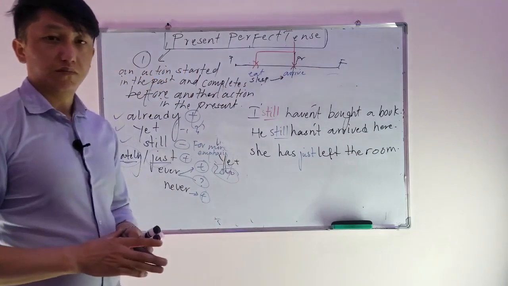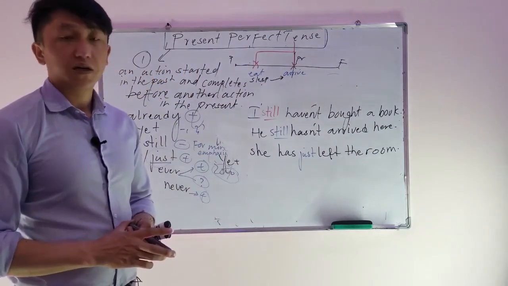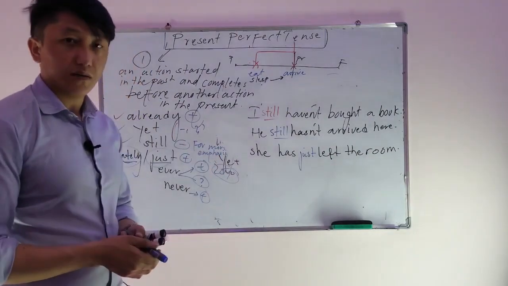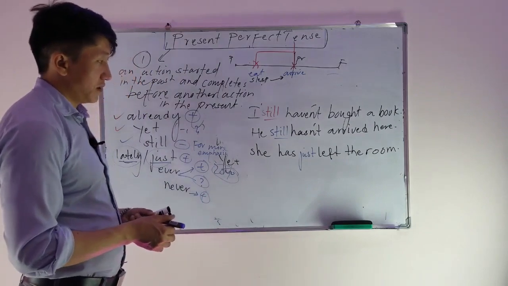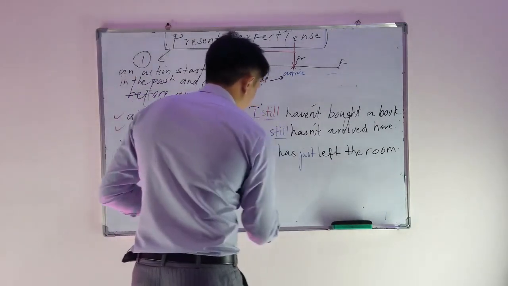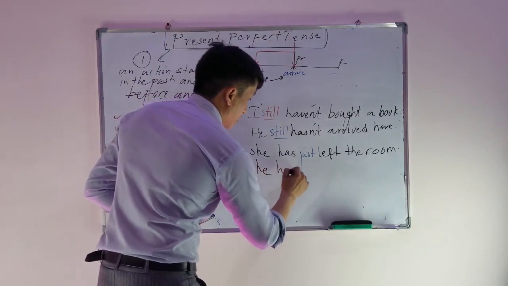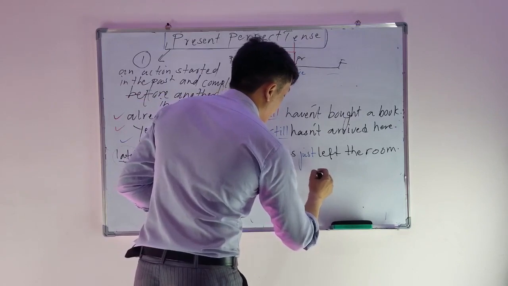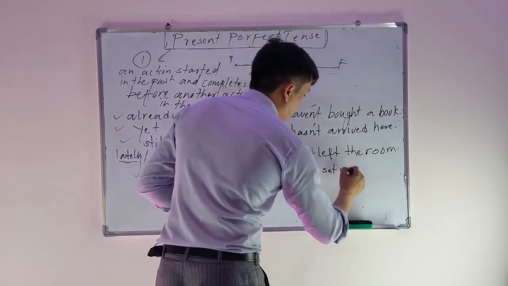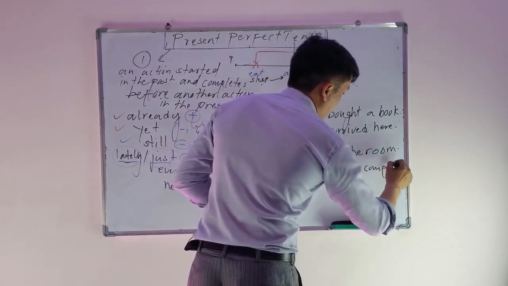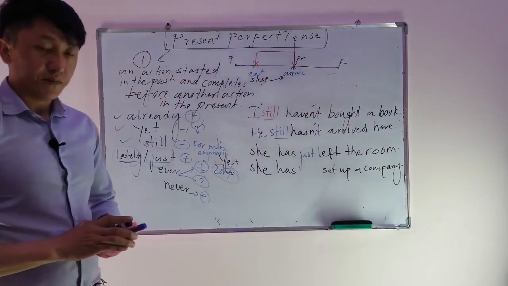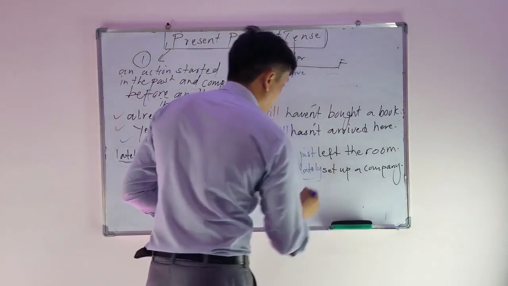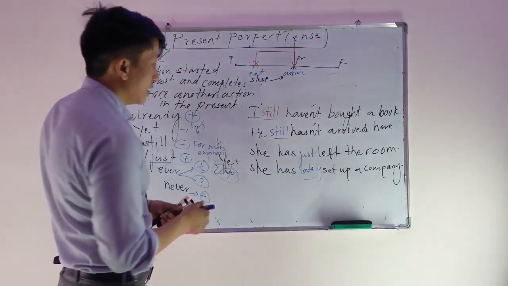She was here before you came, she just left. So we can say she just left the room, or we can say she has just left the room. One of them is American, the other one is British. Or I can say, for example, she has set up a company. If I want to use lately, what do we say here? She has lately, or she has recently, set up a company.